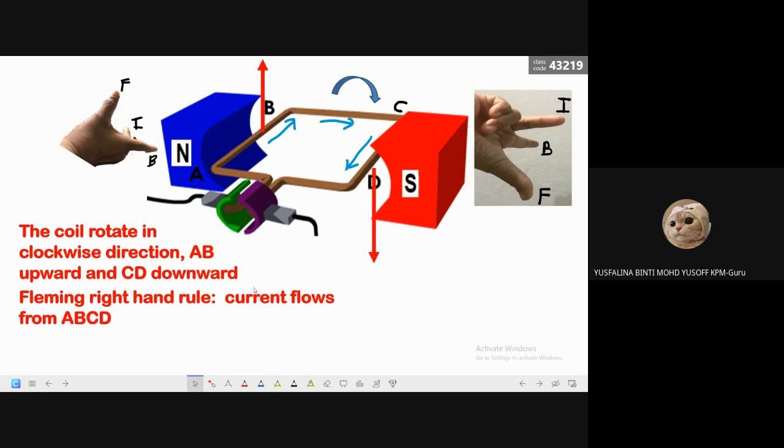So the current will flow from A B C D. You need to know this one: the current can be determined by the movement and also by the pole of the magnet, which way the coil moves. If it moves upward, your thumb, which is the force, has to be upward, right? And then your fingers, you already know, here is in and here is out. Remember that one.